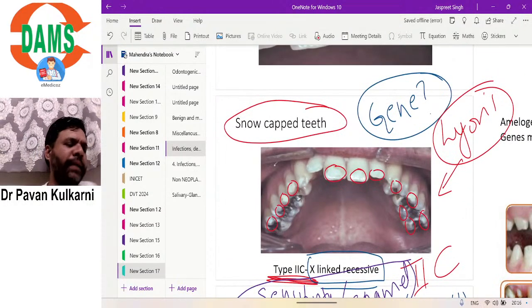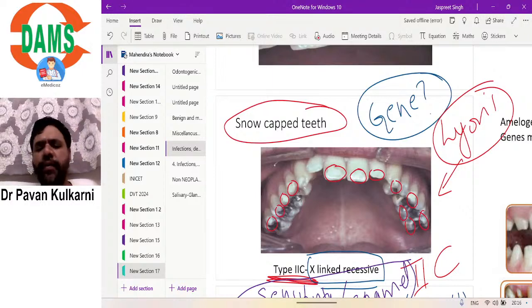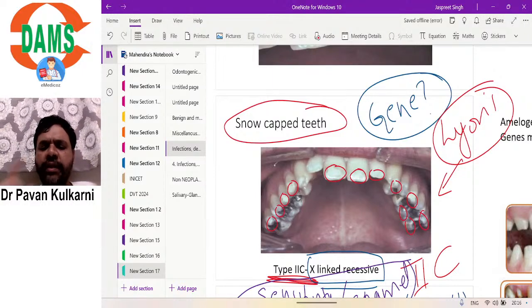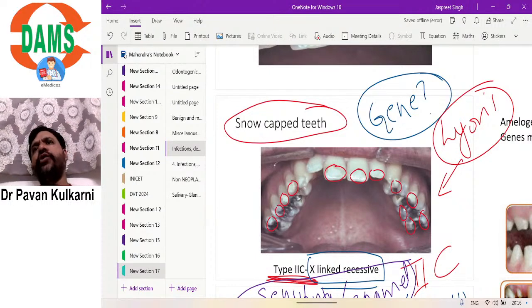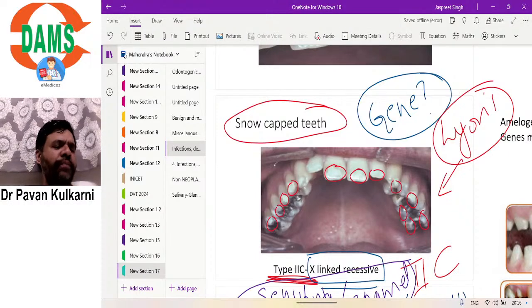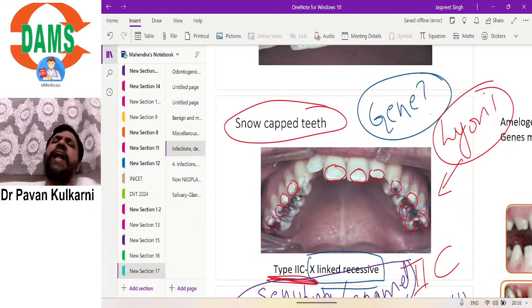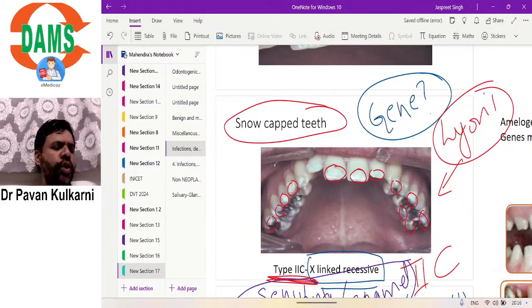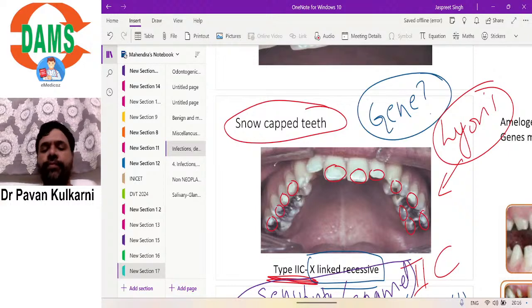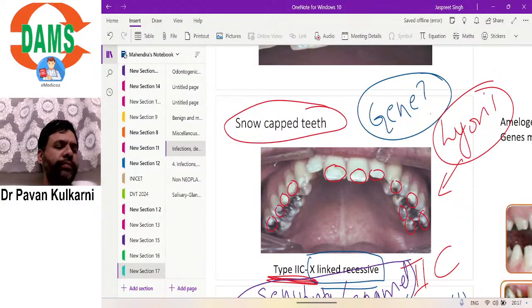Now this is an image of snow-capped teeth. What is snow-capped teeth typically? We can see all the areas I have encircled. Those are the areas of hypoplasia. Actually, it's a type of amelogenesis imperfecta, which is typically seen in type 2C, where we can see the opacity involving the incisal edges and the cuspal tips. Because of that opacity involving the cuspal tips and the incisal edges, we call it snow-capped teeth.